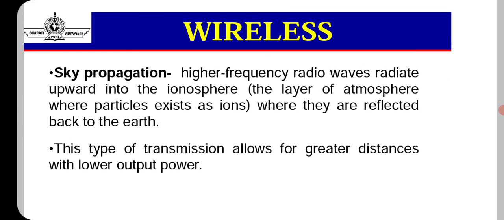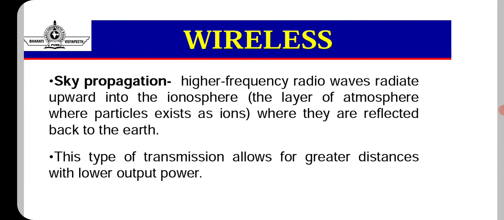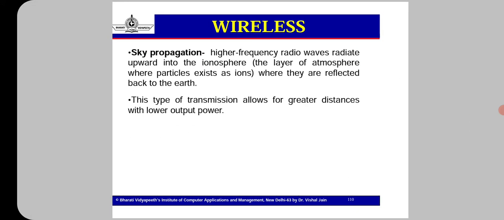Sky propagation means higher frequency radio waves radiate upward into the ionosphere, the layer of atmosphere where particles exist as ions, where they are reflected back to the earth. This type of transmission allows for greater distances with lower output powers.